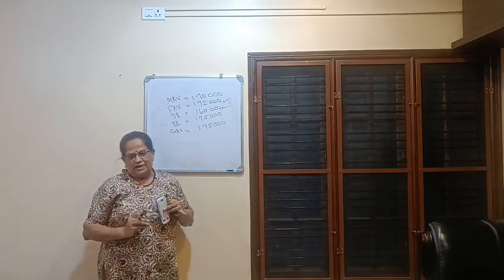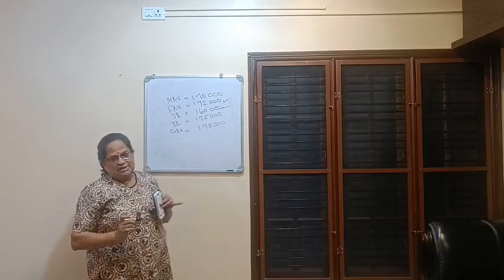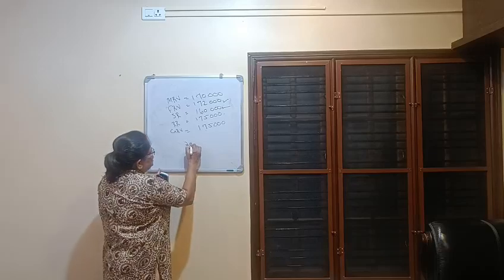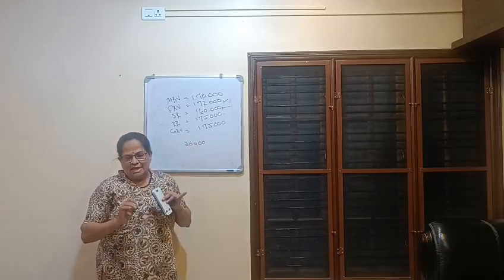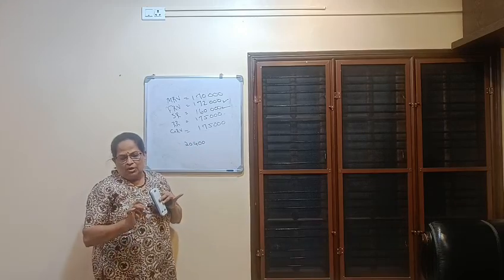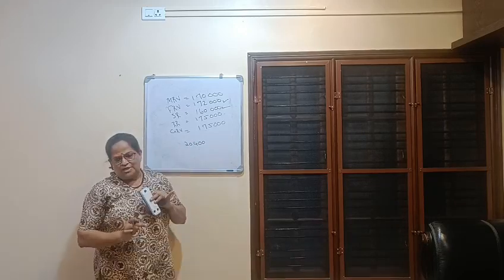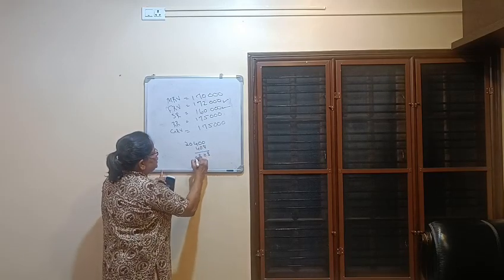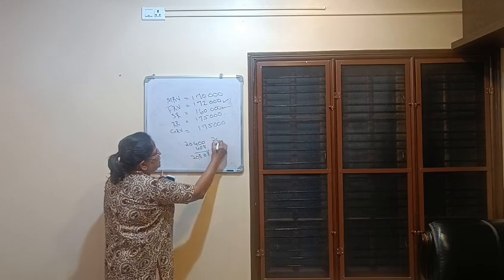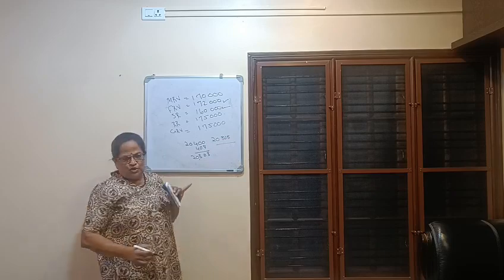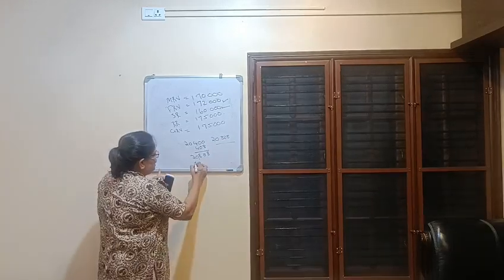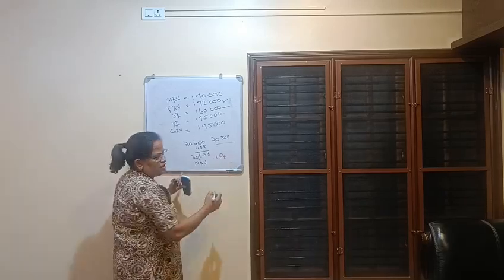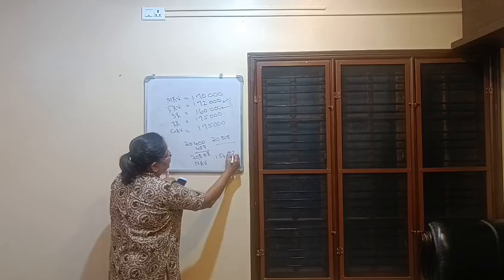So 1,75,000. Now less municipal taxes. You have to calculate 12% of 1,70,000. You will get 20,400 plus sanitation surcharge 2% of this value, 20,400, the computed value. So that is 408. Now you have to reduce 20,808 from this value. So you will get net annual value. Net annual value is equal to 1,54,192.